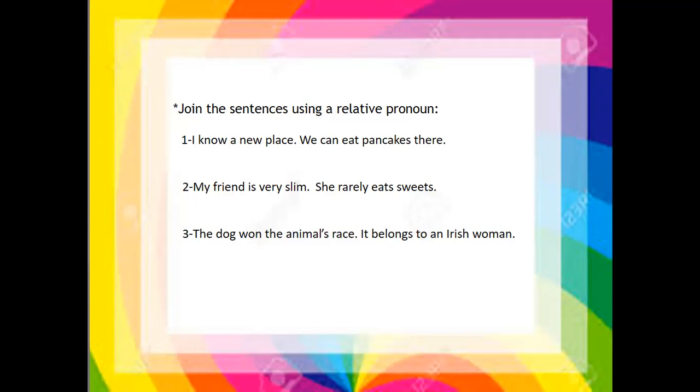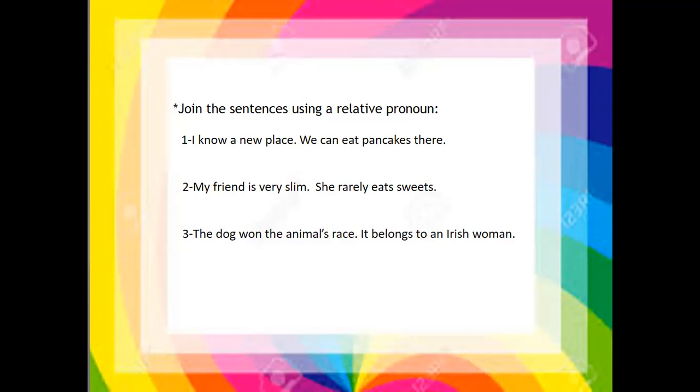So, first of all, we have to write the first sentence. لازم نكتب الجملة الأولى. نبدأ بالجملة الأولى. And when we reach the first common noun, we stop. So بدنا نبدأ بالجملة الأولى بنكتبها. لما نوصل to the first common noun, بدنا نتوقف. I know a new place. Okay, here I will stop.